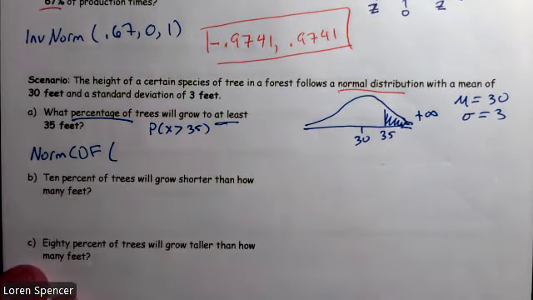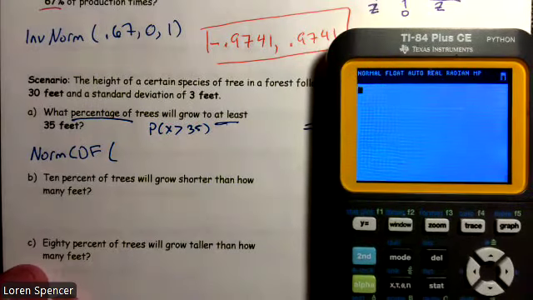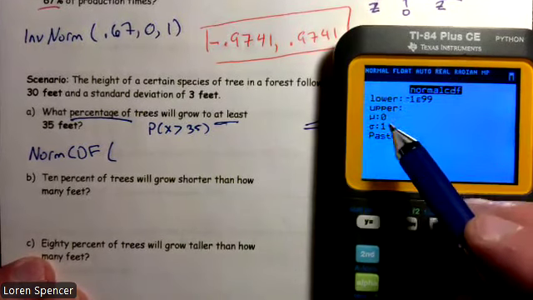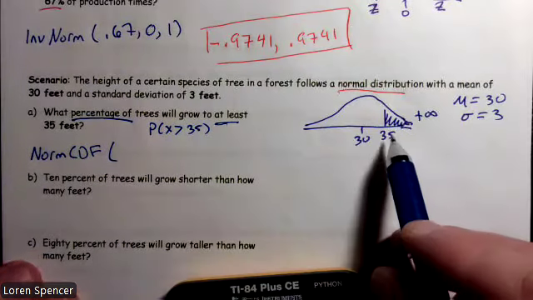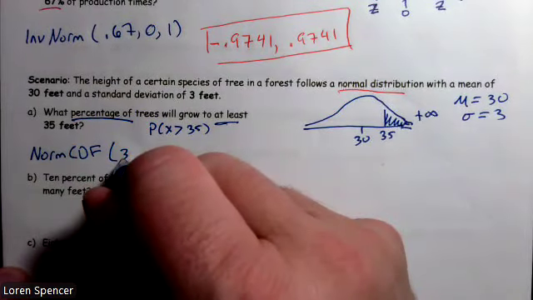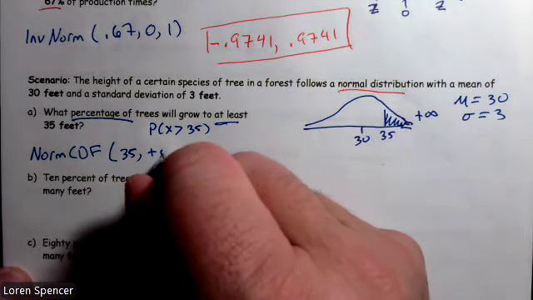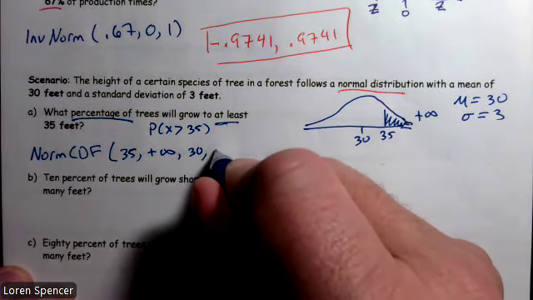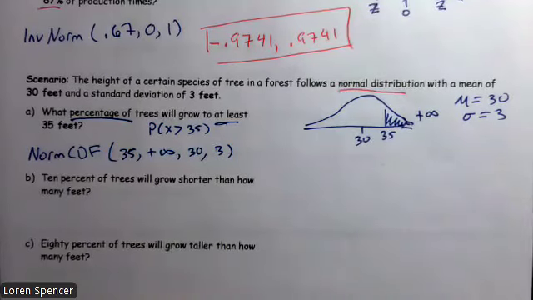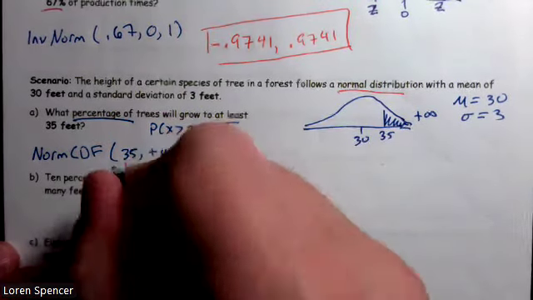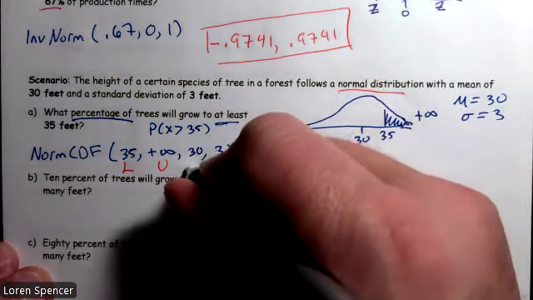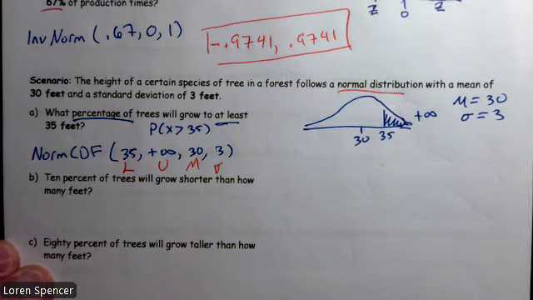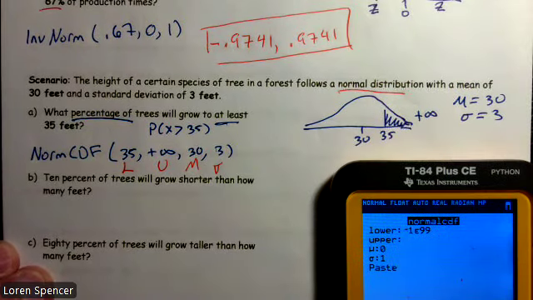So norm CDF, when I go to norm CDF, the calculator asks for my lowest part first. It asks for the lower, the upper, the mean, and standard deviation. Well, the lower part of my shading is 35. We're going to positive infinity. Our mean is 30, and our standard deviation is 3. So in this case, this is my lower, upper, mean, standard deviation, or LUMO. All right. So let's plug those into the calculator.